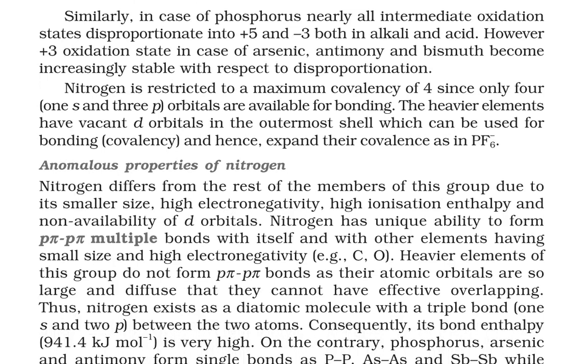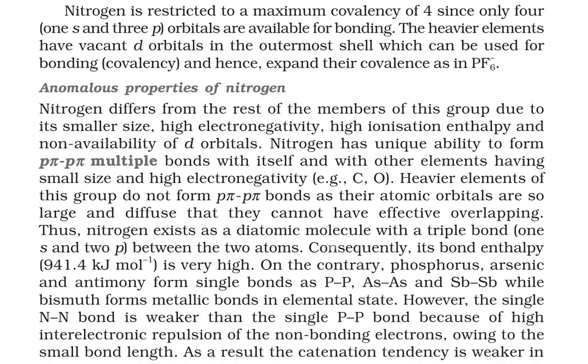Nitrogen is restricted to a maximum covalency of 4 since only four orbitals, one 2s and three 2p, are available for bonding. The heavier elements have vacant d orbitals in the outermost shell, which can be used for bonding and hence expand their covalence, as in PF6-.